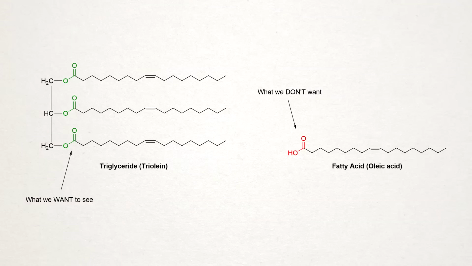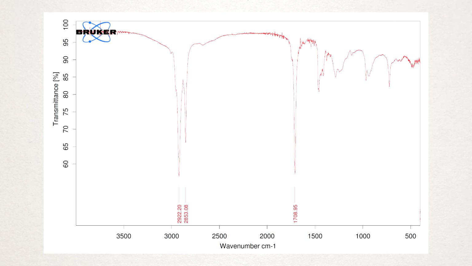For organic molecules, IR analysis can help us identify the functional groups that are present. In this case, we're hoping to see ester bonds from the triglycerides, and we're hoping not to see carboxylic acids from the fatty acids. Both of these groups contain a carbon-oxygen double bond called a carbonyl, which is detected around the 1700 area. On my graph, I have a peak at 1709, so there's some sort of carbonyl present.